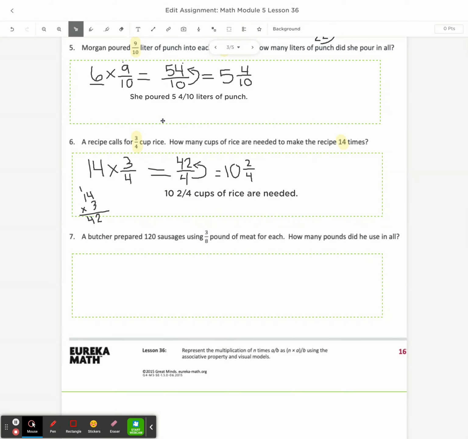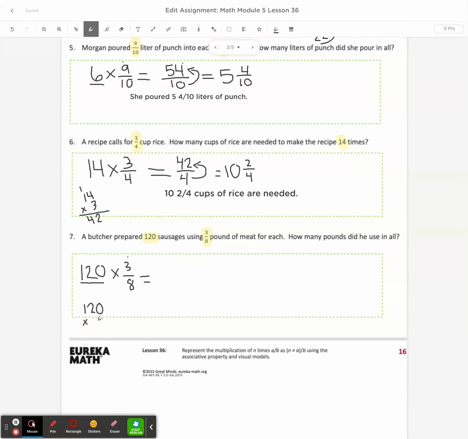So number 7, a butcher prepared 120 sausages using 3/8 pound of meat for each. How many pounds did he use in all? So 120 sausages times 3/8 of a pound each. So again, we're going to be working with some big numbers here. If you need to do it off to the side, do your math off to the side. So the first thing I need to do is multiply my whole number times my numerator, and I'm going to go ahead and write that off to the side.